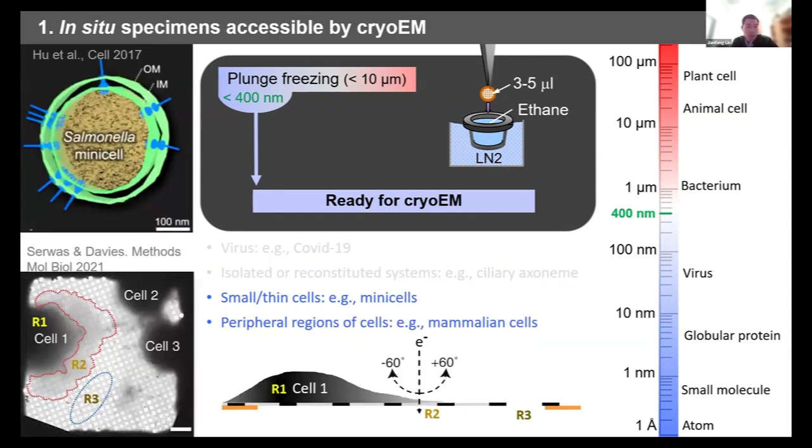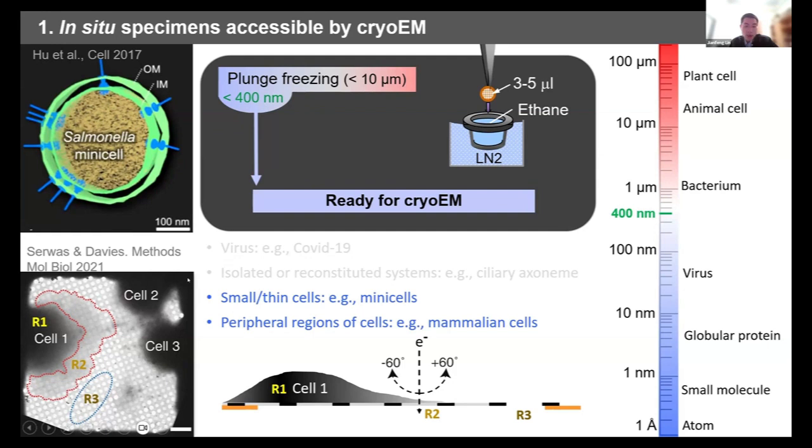And for thick samples, like the minicells, which are around 400 nanometers, even though it's at the edge of the capability of cryo-EM, it still can provide useful information for some stories. For example, here, injectisomes are studied by Professor Jun Liu's lab.